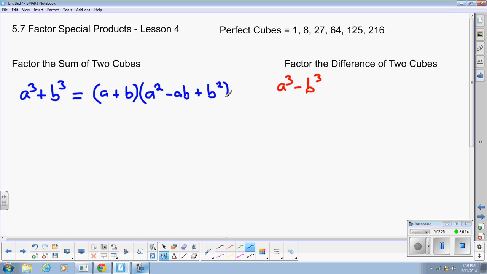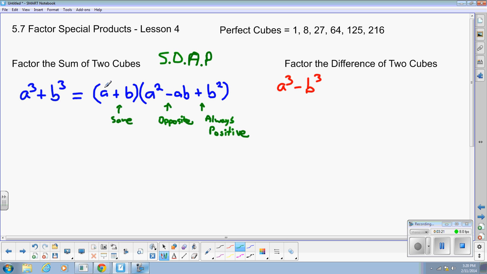Okay, and I have a little acronym that you kind of want to remember to help you with the signs. The acronym is called SOAP. S-O-A-P. SOAP. What's that stand for? On the signs, it stands for this. Same sign as it starts with. Opposite sign of what you started with. And this one, always positive. Okay, SOAP: same sign, opposite sign, always positive.